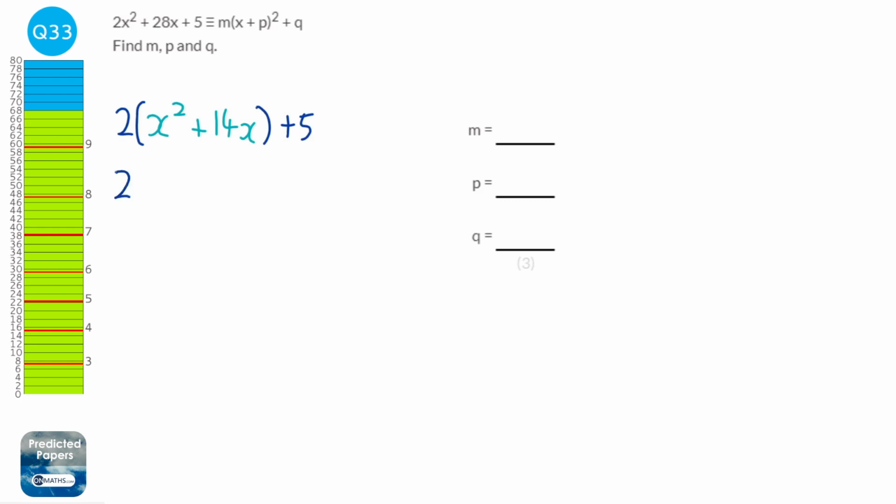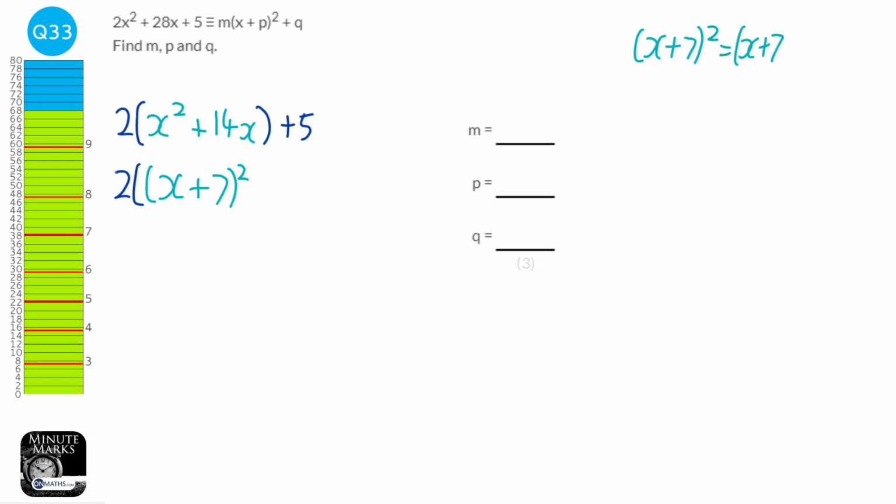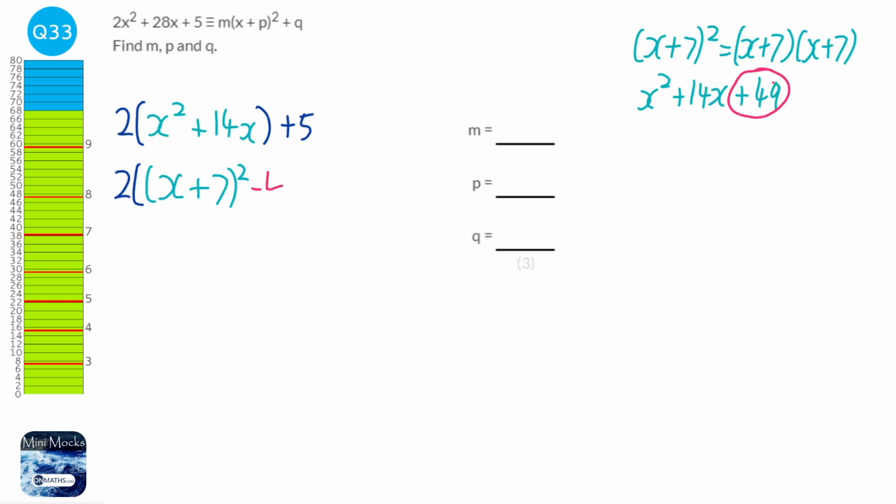Now we're going to complete the square here. So that will give us brackets x plus half of the x coefficient, which is 7, squared. And I'm just going to expand that quickly here. So x plus 7 squared is the same as x plus 7, x plus 7. And when we expand that, we get x squared plus 14x, which is good. And then we get plus 49. Now this bit here is the bit we need to remove. So what I'm going to do here is just take away that 49, because we don't really want that 49. Close bracket, plus 5.